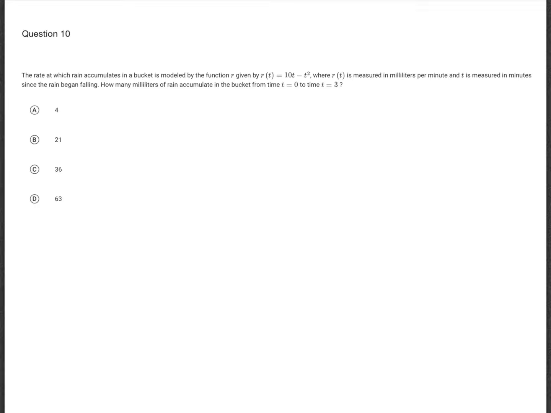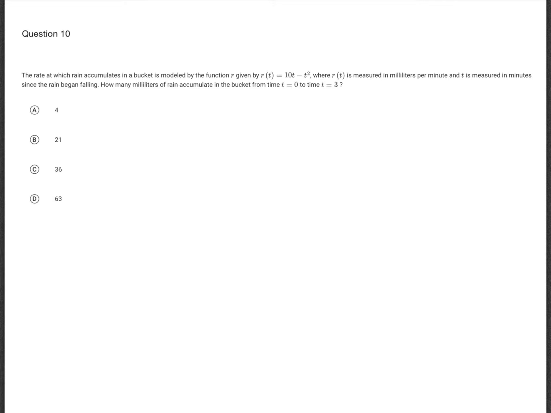Okay, next one. The rate at which rain accumulates in a bucket is modeled by the function r, given by r of t equals 10t minus t squared, where r of t is measured in milliliters per minute and t is measured in minutes since the rain began falling. How many milliliters of rain accumulate in the bucket from times t equals 0 to t equals 3?